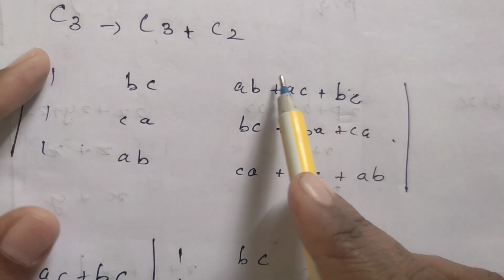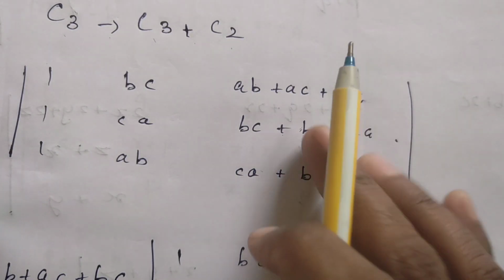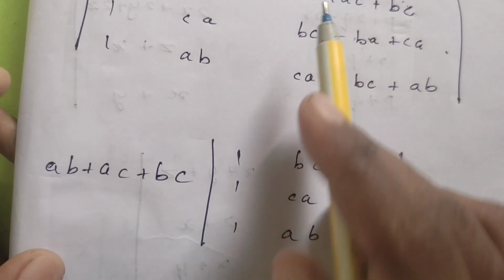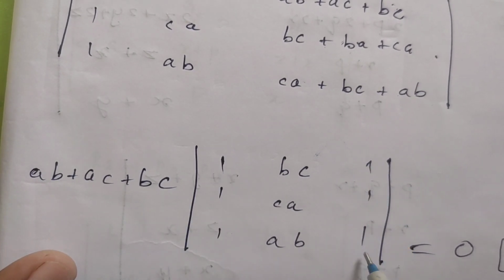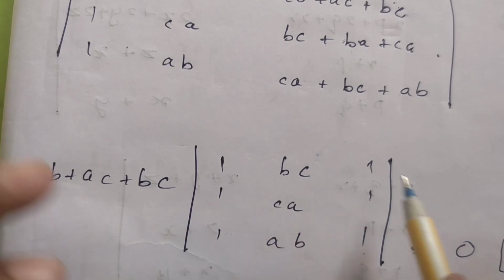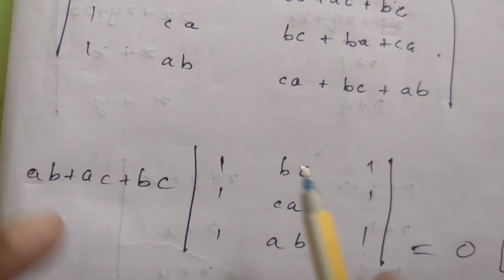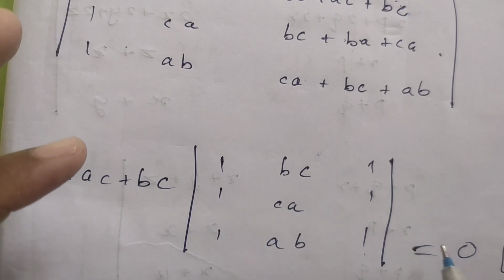Therefore you can take this element as common. So I'll write this out, so that 1, 1, 1, 1, 1, 1. These two columns are having identical elements. Therefore the determinant value is 0.